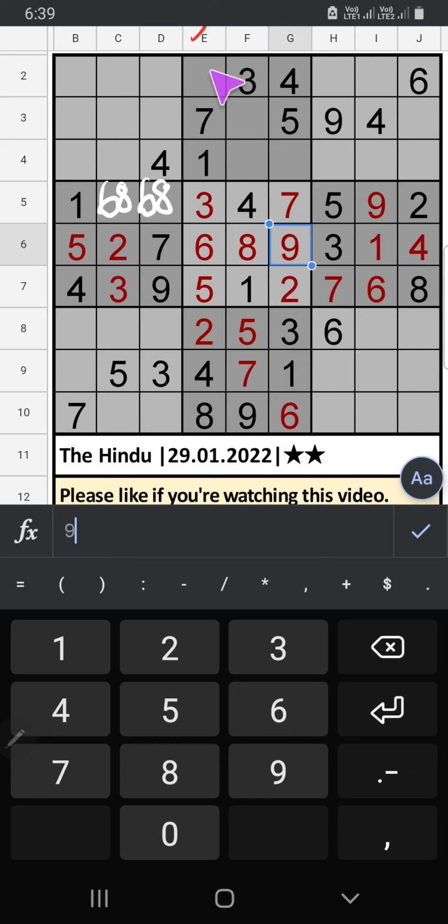Column E, only one number is remaining, 9. 9 is confirmed here. Column G, only one number is remaining, 8. 8 is confirmed here. Column F, 2 numbers are remaining, 2 and 6. We will confirm later.